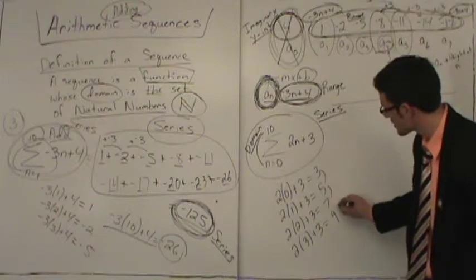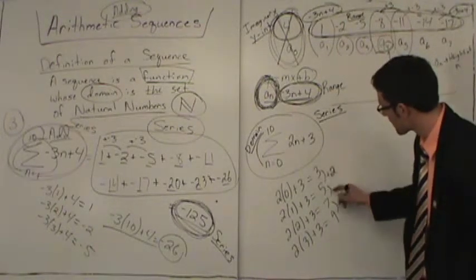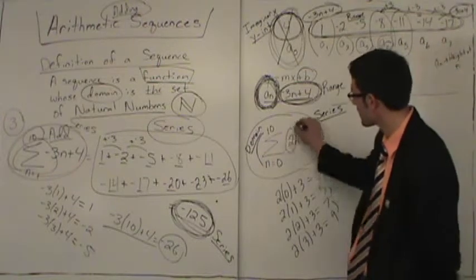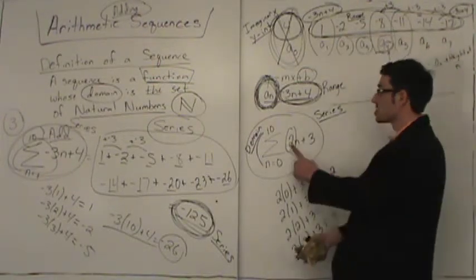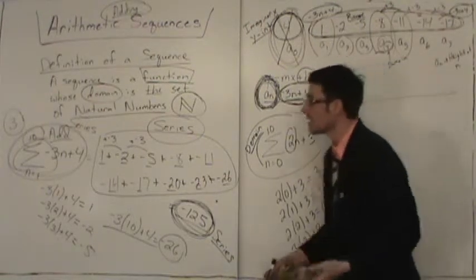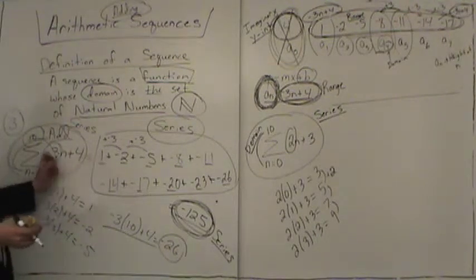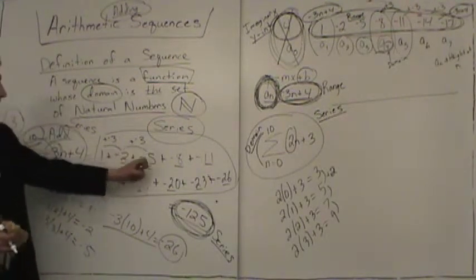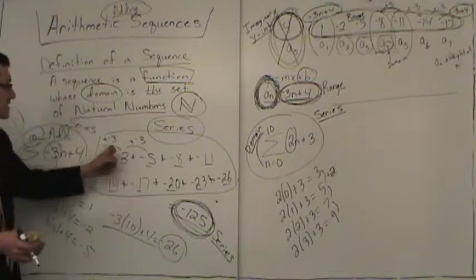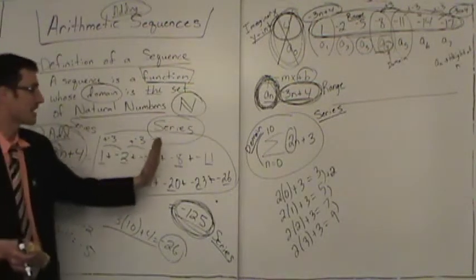What's happening in this pattern of numbers? What's happening each time? It's going up by 2, from 3 to 5, from 5 to 7, from 7 to 9. What's in front of n? 2. If 2 is in front of n, the values will be going up by 2. Notice, if negative 3 is in front of n, what's happening in the series? The next value is always 3 smaller than the previous. The values are going down by 3.